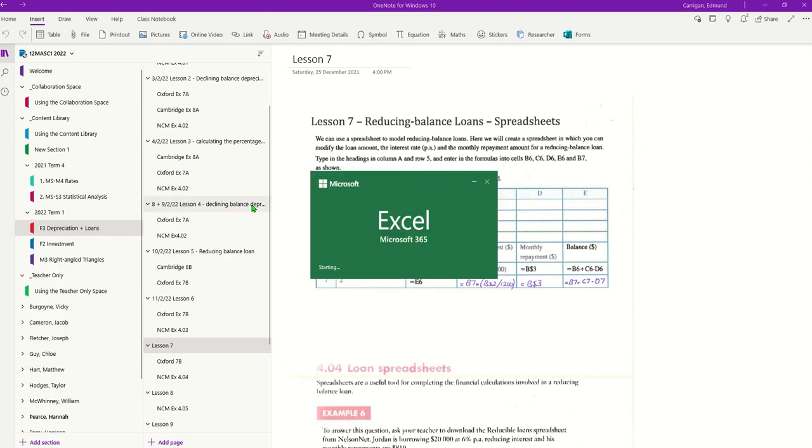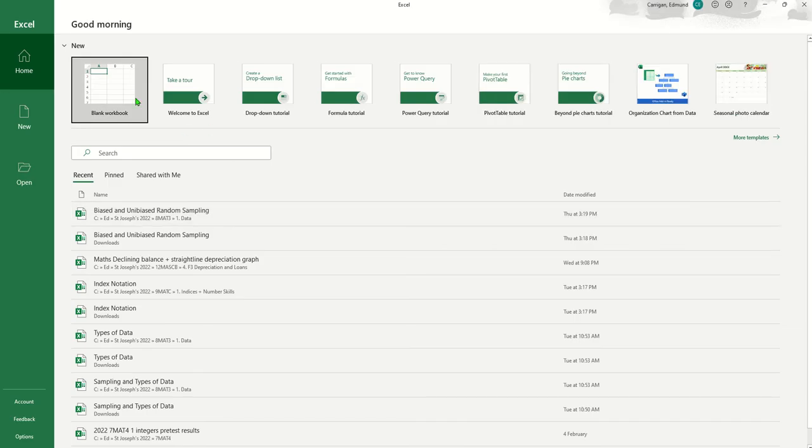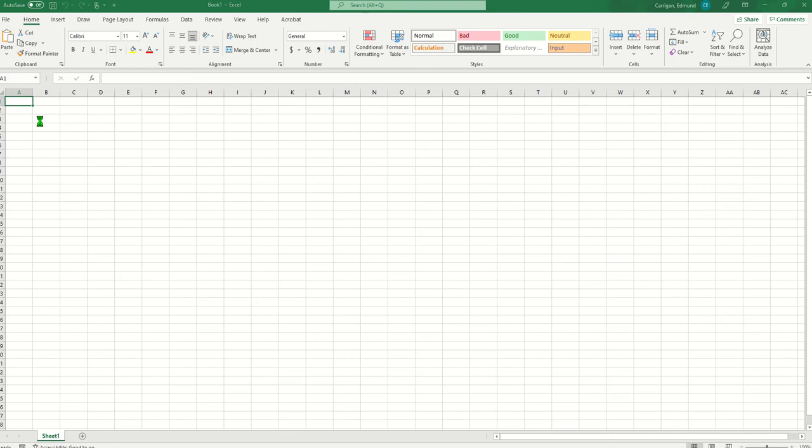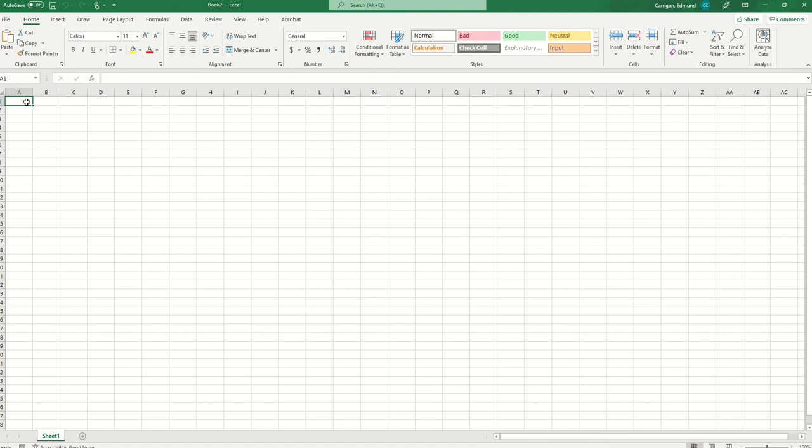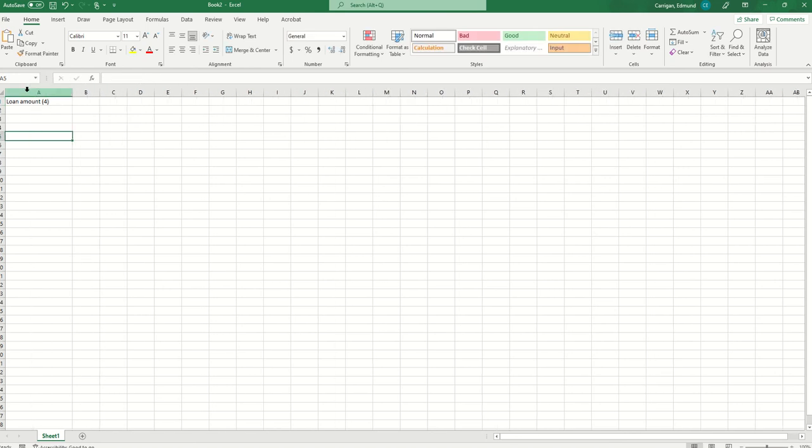We'll click on it. We're going to get a new blank workbook. I'm going to recreate what's in our notes. So up in A1 it says loan amount, and that's in dollars. I'm going to drag it out so that I've got some room.